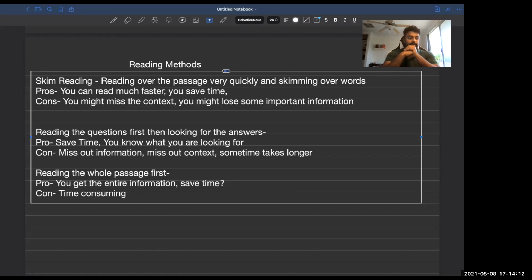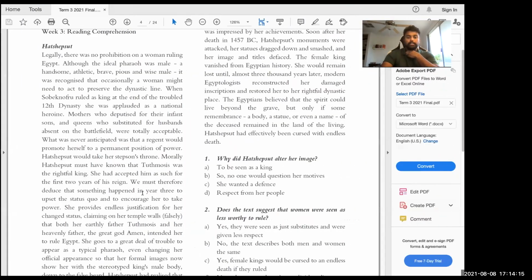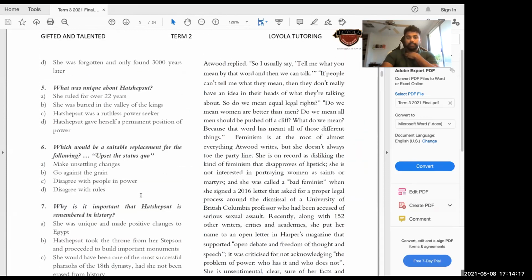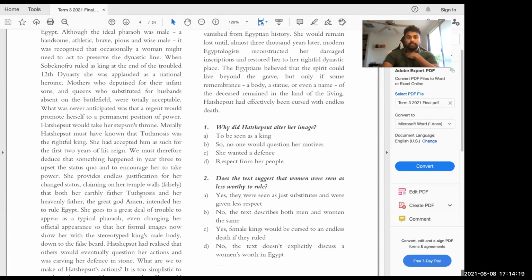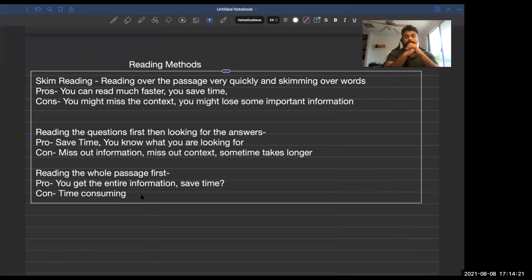What I recommend for you guys is, for each week that we do reading comprehension, we have 3 passages in the booklet. I'd recommend you practice each of the different reading types and see which one helps you the most. Between now and then, see which one is the best reading style for you, and that way, when you get to the GATE test, you have a clear idea of what works best for you.